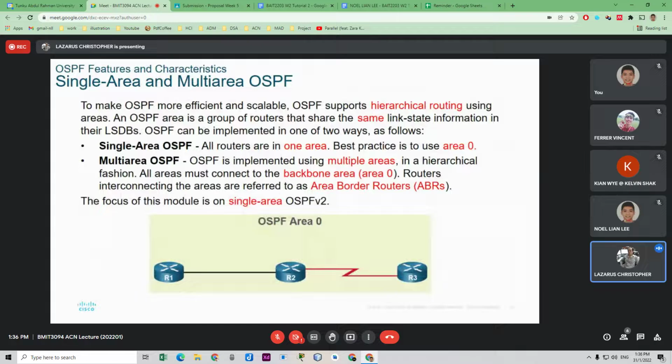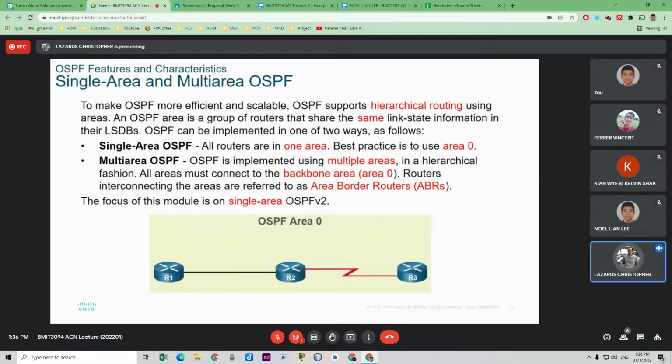Next, single area and multi-area OSPF. To make OSPF more efficient and scalable, OSPF supports hierarchical routing using areas. More efficient and scalable means this: if the area is too large and there is only a single area, then all the operations you did earlier will be slowed down because there is so much information. The path becomes longer, your traversal becomes longer, your calculation becomes longer. It's not very efficient.